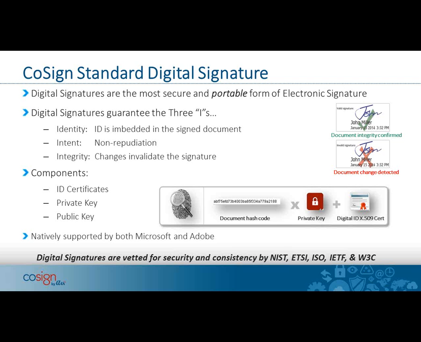However, the burden is on the relying party to be able to guarantee essentially three things: the identity of the person, the intent, and the integrity of the signature process that you're doing. And this is what digital signatures bring to the table. It's essentially an open standard, but what it does, it guarantees those three I's.